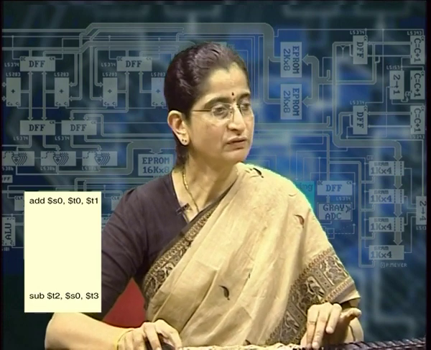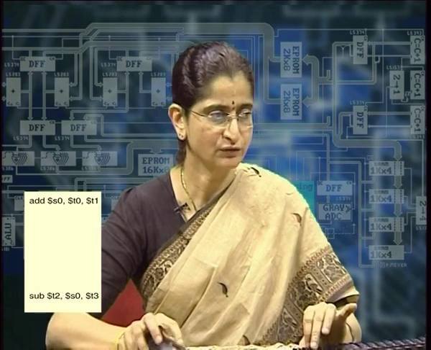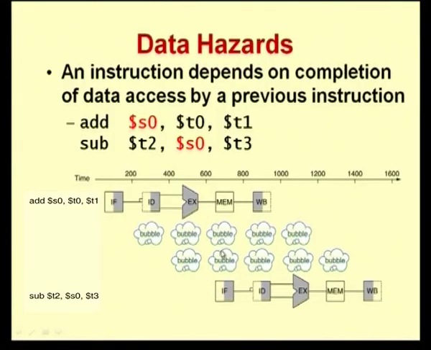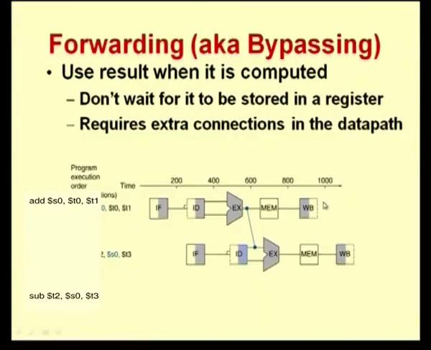Okay. So, one of the ways in which you can handle this hazard is of course, as we saw, by stalling. Now, can we do better than stalling? Can I reduce these wasted clock cycles? Okay. So, if you look at that a little more carefully, we can see that there is a technique called forwarding, which can be used in order to reduce these stall cycles that we have.